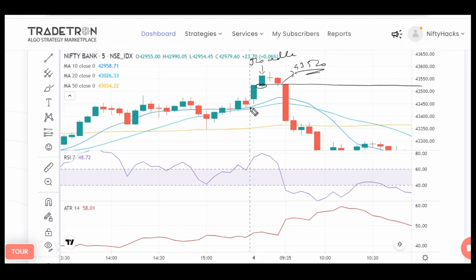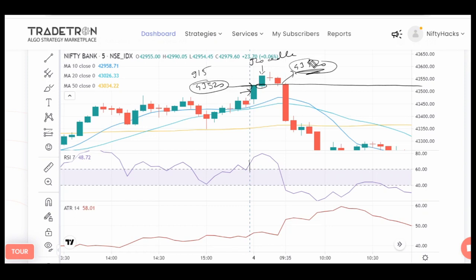Which was the candle which broke the RSI on the upside? As you can see, on this candle only we broke the RSI on the upside. So it's the high we want to fetch. Let me mark that also. The high is 43,523. So the high of the 9:15 candle was 43,523, which was obviously greater than this 9:20 candle's opening price.